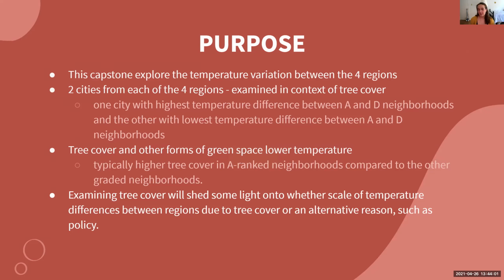Tree cover and other forms of green space typically lower temperature, so we'll find that in most instances, higher tree cover is located in A-ranked neighborhoods compared to other graded neighborhoods. So examining tree cover will shed some light onto whether the scale of temperature differences between regions are due to tree cover or an alternative reason such as policy.